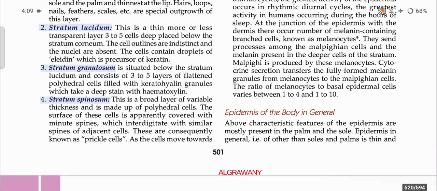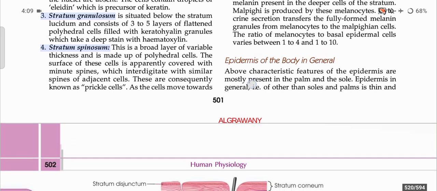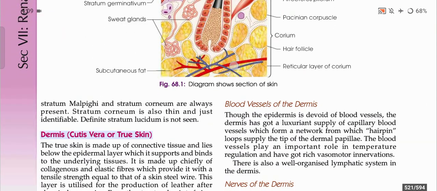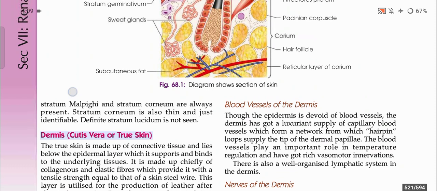Now, the epidermis of the body in general. The above characteristic features of the epidermis are mostly present on the palm and sole. The epidermis in general, other than soles and palms, is thin, and the stratum malpighi and the stratum corneum are always present. The stratum corneum is also thin and just identifiable. A definite stratum lucidum is not seen.